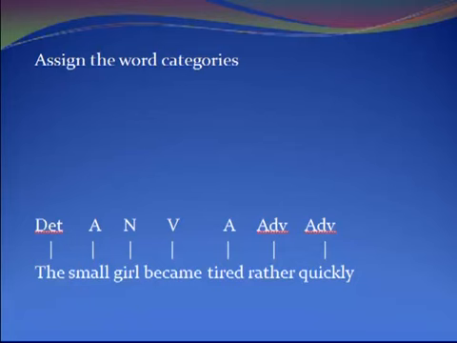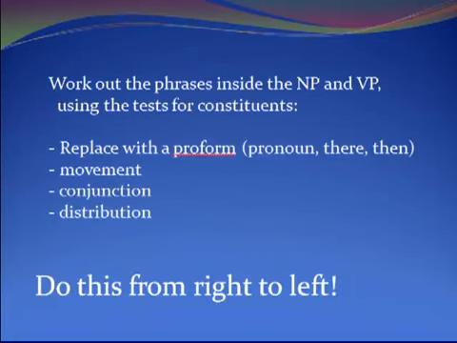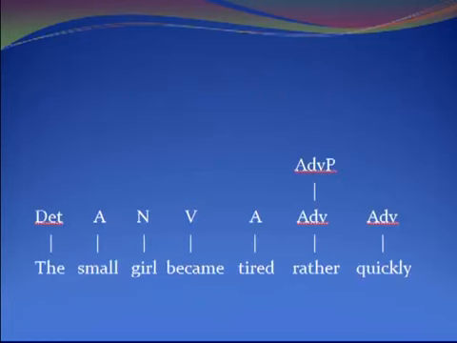Okay, so that's our word categories, our lexical constituents, and we know then that we're going to have 2 adverb phrases and 2 adjective phrases, a verb phrase and a noun phrase, because determiners are the only ones that are not the heads of their own phrases. Determiners go inside the noun phrase, and of course we already know that the noun phrase is the subject noun phrase, the small girl. Okay, so now we have to work out all the phrases inside the noun phrase and the verb phrase, and we use these tests. Now we're going to do that from the right to the left, so let's have a look.